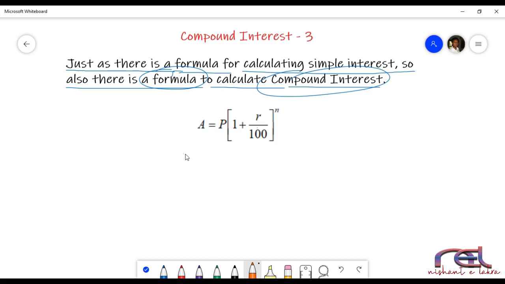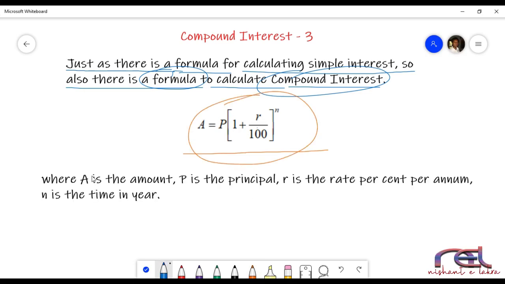This is the formula to find the amount when principal, rate and time, which is the n here, is given: A = P(1 + r/100)^n. Let's see what these alphabets represent. A is the amount, P is the principal, lowercase r represents the rate percent per annum, and lowercase n represents the time in years.